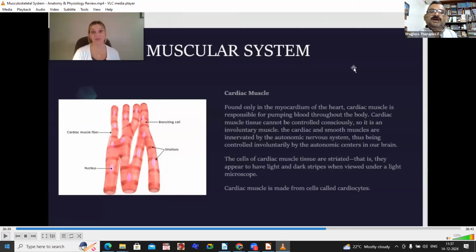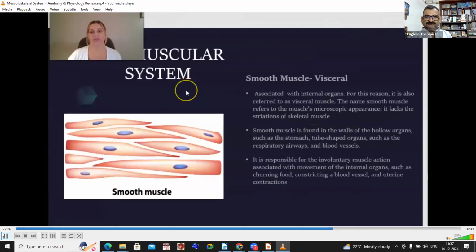Okay, now let us see. The cells of the cardiac muscle tissue are striated. The smooth muscles are associated with your internal organs, so for this reason they are also referred to as visceral muscle. The name smooth muscle refers to the microscopic appearance, because it is very smooth. It lacks the striations of the skeletal muscle and of the cardiac muscle as well.